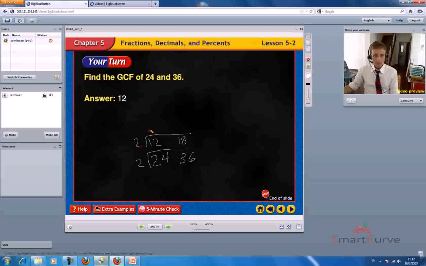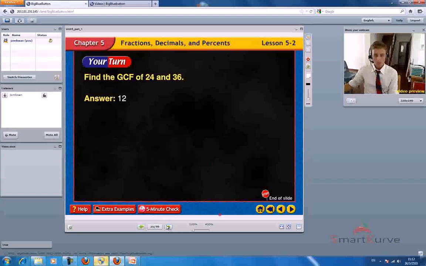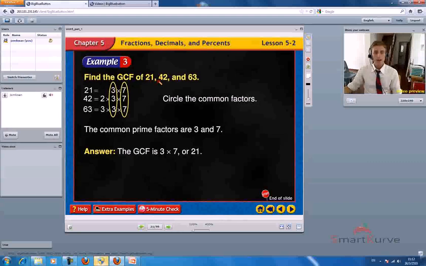24, 36, we'll go back to the division way, divided by 2, gives us 12 and 18. Again, divided by 2, that gives us 6 and 9. We want to get prime numbers at the top, divide by 3, 2 and 3. You then multiply these numbers. So 3 times 2 times 2, 6 times 2, 12. The greatest common factor is 12. You can use both ways to find the greatest common factor.